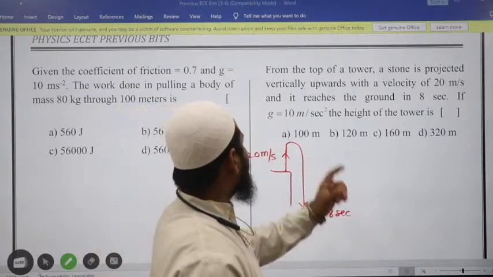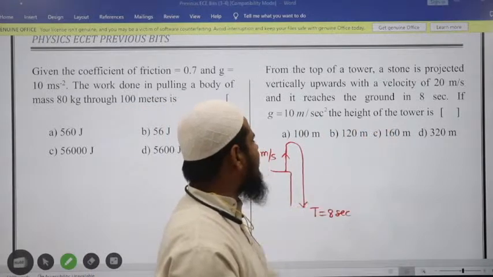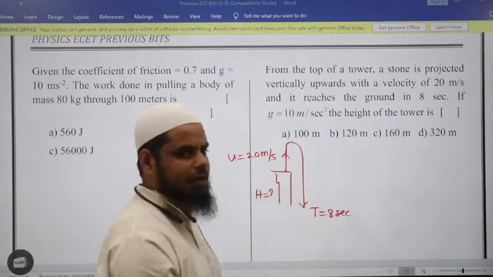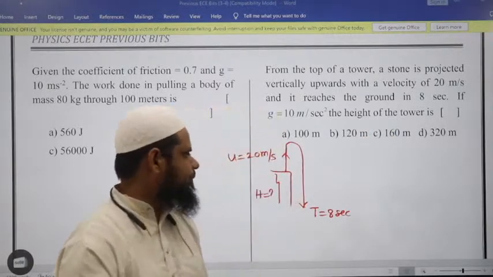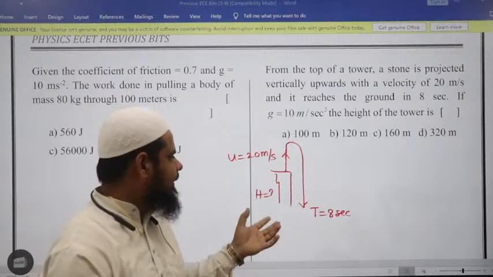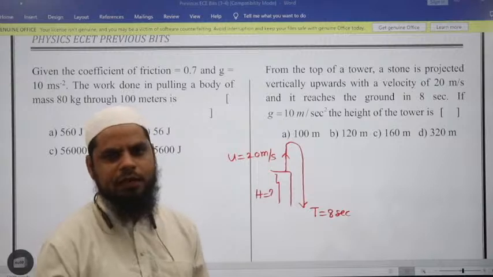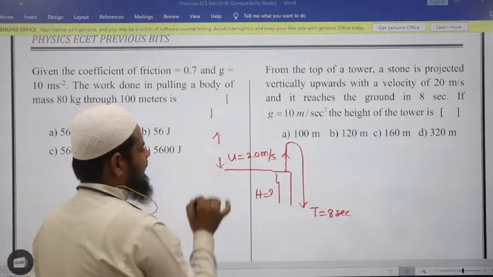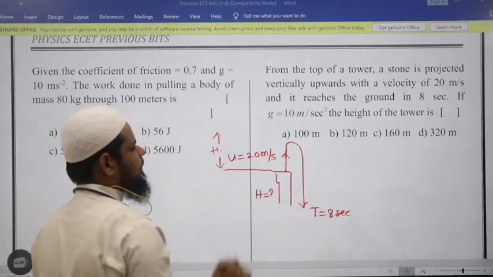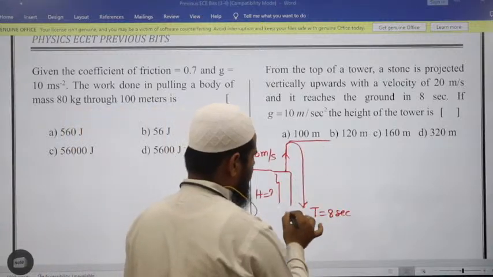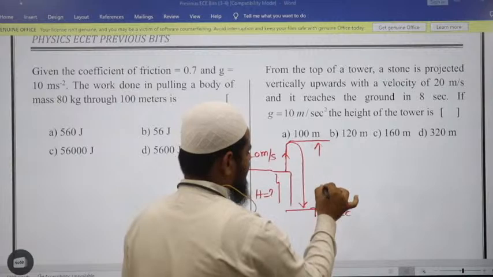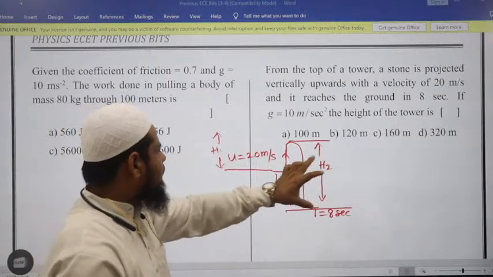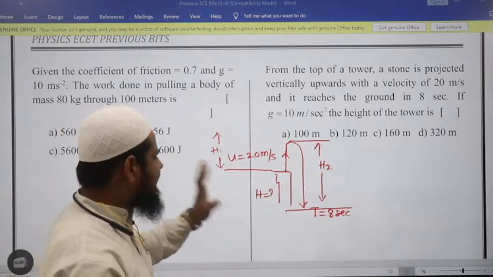If the g value is 10, what is the height of the tower? That's what we need to find. There are two options, as in the similar question. First we find the height attained with this velocity, that is h1, and from there it falls down as a freely falling body, that is h2. If you subtract h1 from h2, then you will get the height h.